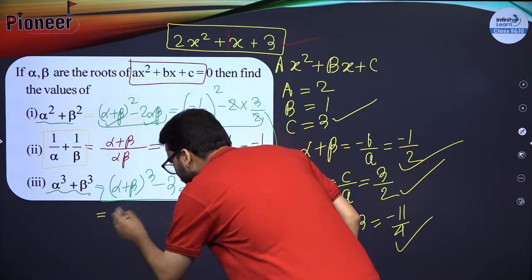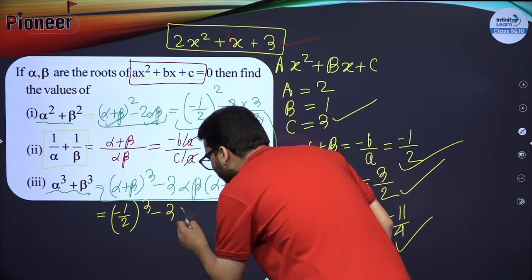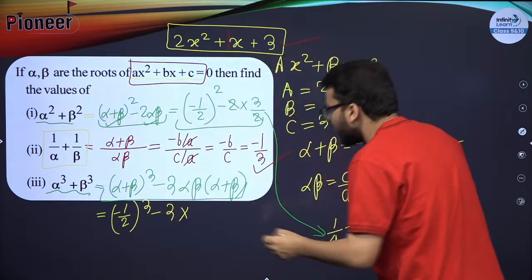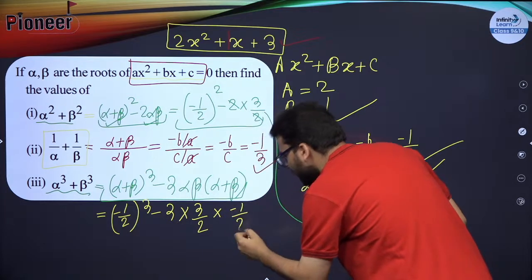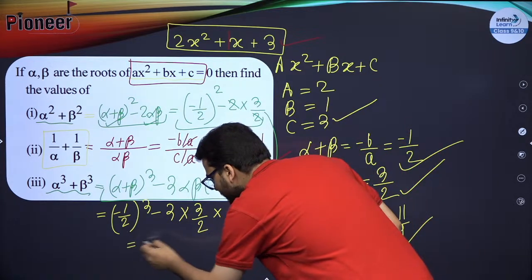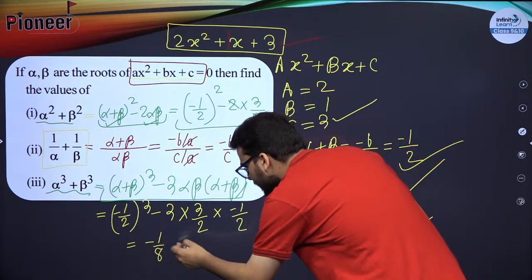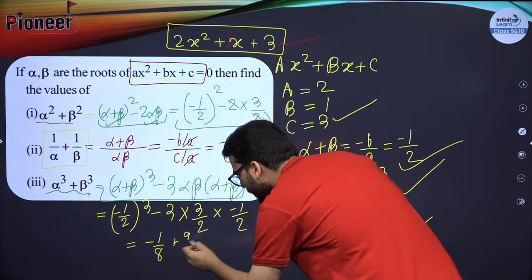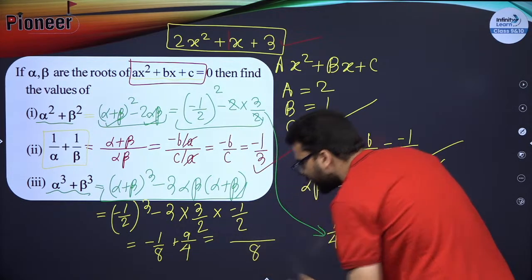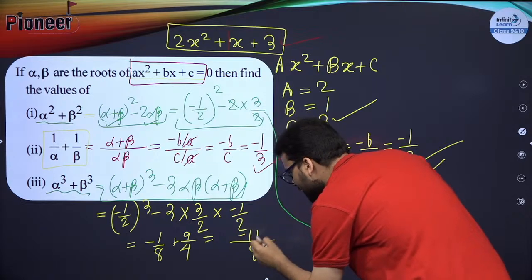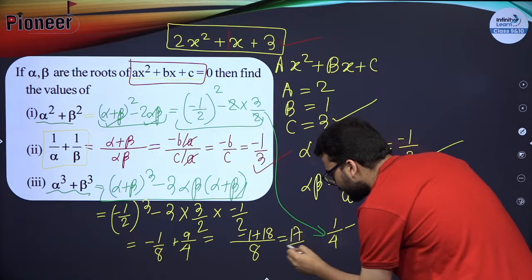Alpha plus beta is minus 1 by 2, so minus 1 by 2 the whole cube minus 3 alpha beta, which is 3 by 2, and alpha plus beta is minus 1 by 2 over here. Just simplify, you'll get the answer, guys. This is minus 1 by 8, and this will be plus 9 by 4. 8 will be the LCM. Let's simplify it further. So minus 1 plus 9 twos are 18. This will give you 17 by 8.